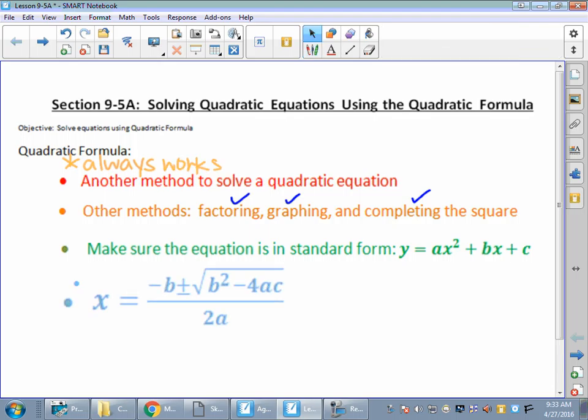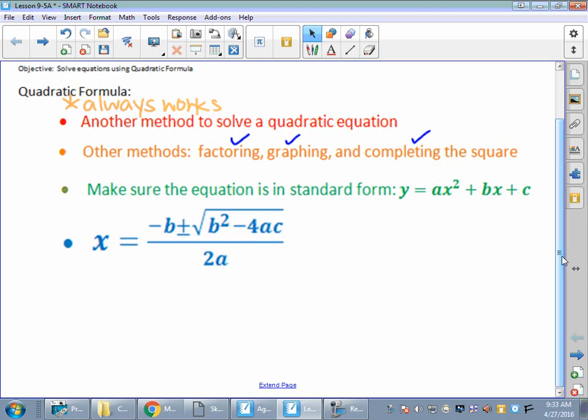And here it is. X equals negative b plus or minus the square root of b squared minus 4ac, all divided by 2a. Notice that whole thing is divided by 2a. And notice that there is a plus and minus in there because we have two possible answers. Just like when we completed the square, we took the square root, and I kept saying the square root of 16 is both positive 4 and negative 4. So we've got two possible answers.